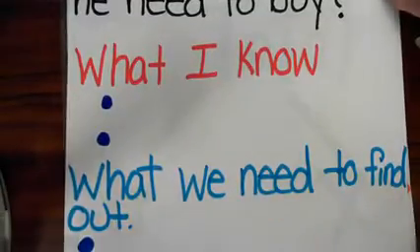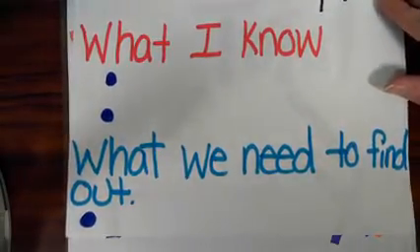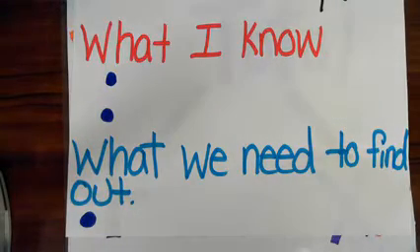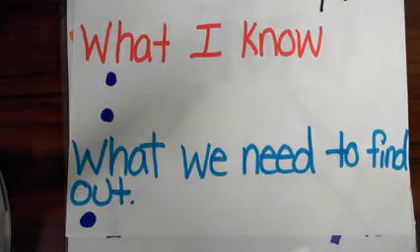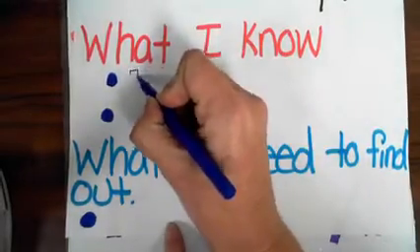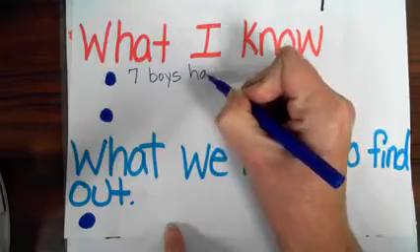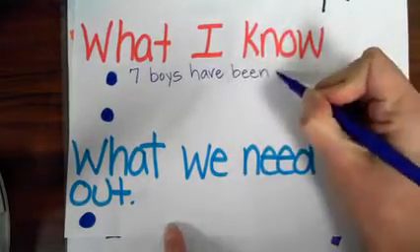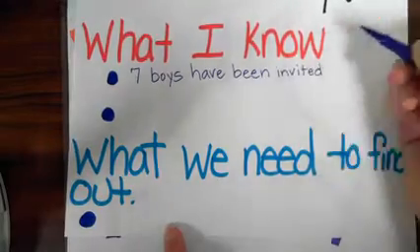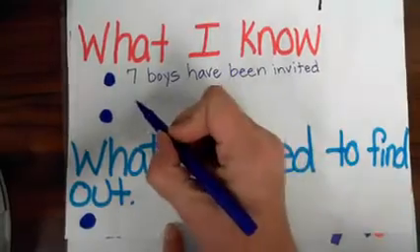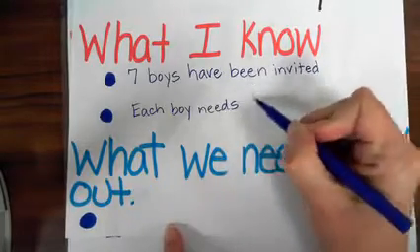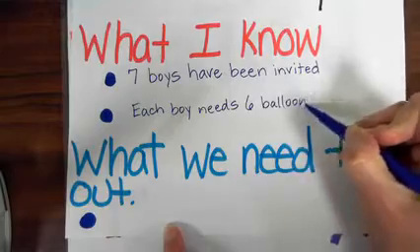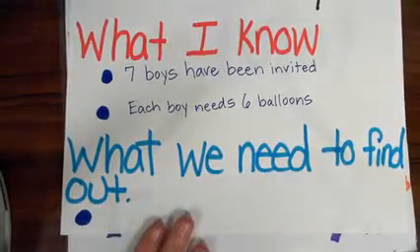To help us organize the information, we're going to use our graphic organizer that we've been working on to decide operations and totals or differences. So we're going to take the information we know. Based on the problem Mrs. Holmes just read, we know that Knox is inviting 7 boys to his party. So we're going to write that 7 boys have been invited. And we also know that Knox wants each boy to have 6 water balloons. So each boy needs 6 balloons. Okay? So that's what we know, and we need to figure out what we need to find out.